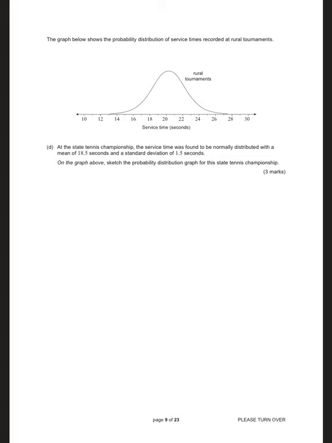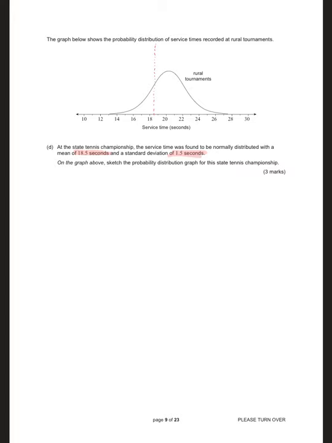The graph below shows probability distribution of service times recorded at rural tournaments. At the state tennis championship, the service time was found to be normally distributed with a mean of 18.5, standard deviation of 1.5. I need to sketch two graphs on the same axis. 18.5, so the mean is going to be there somewhere. You need to work out the height.